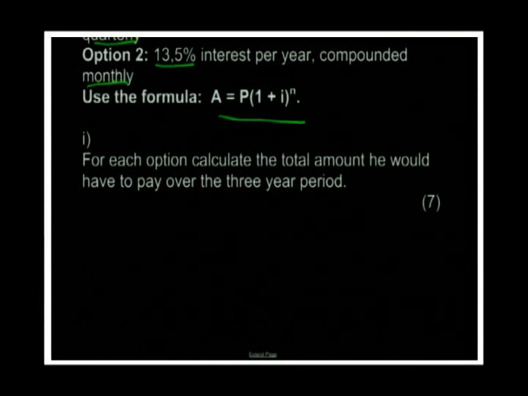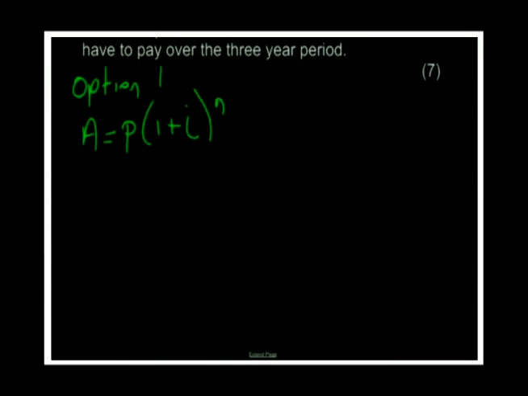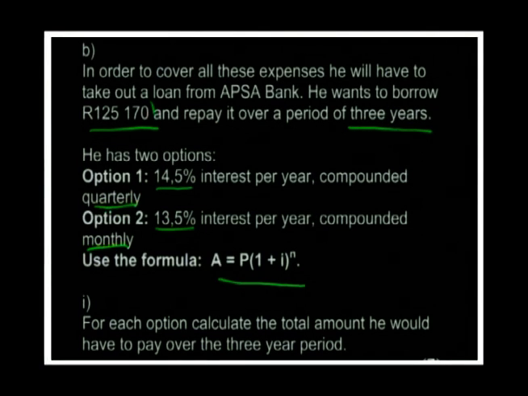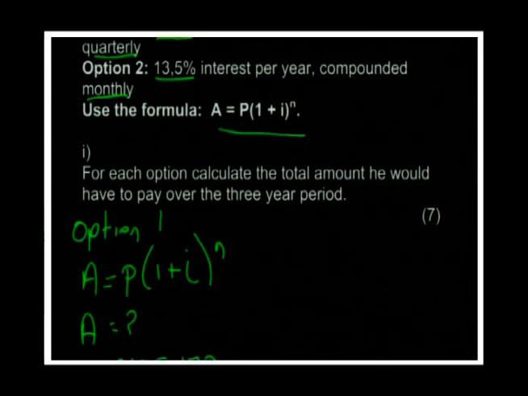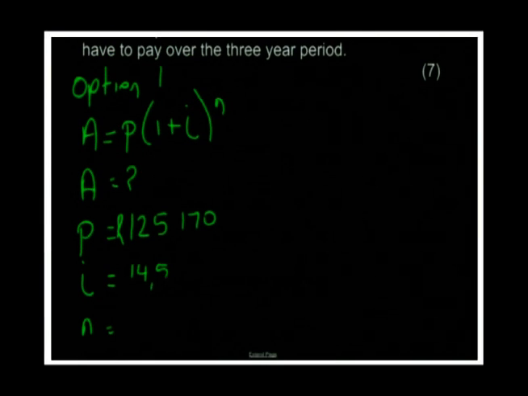So first of all, I'm going to do option 1. And for option 1, I've got my formula. I know it's in the question, but I suggest you get into the habit of rewriting it. Then I've got A, P, i, and n. A is what I'm looking for. My principal amount was how much he needs to borrow. So that's my principal, which was 125,170. The interest rate for option 1 was 14.5%. So 14.5%, which I want to make 14.5 over 100.